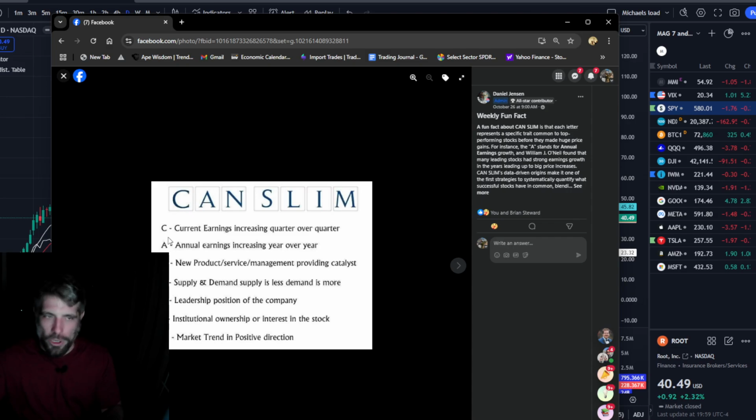C is for current earnings, increasing quarter over quarter. A is annual earnings, year over year. N is new products, service, management, or something that's providing a catalyst, like news. S, supply and demand, is less is more. L, leadership or the position of the company. We'll dive into that. Then, of course, institutional ownership or interest in the stock, and the market trend in a positive direction.